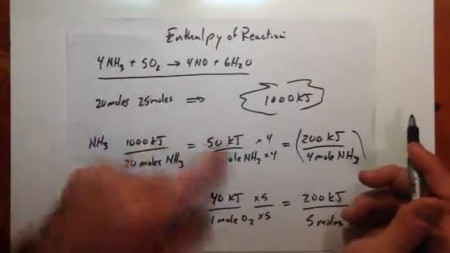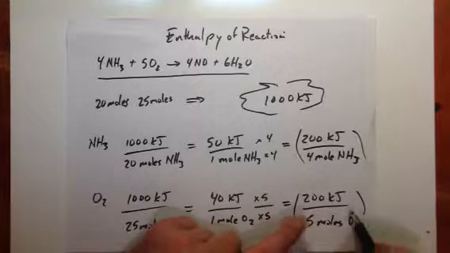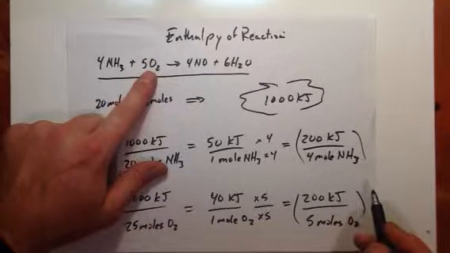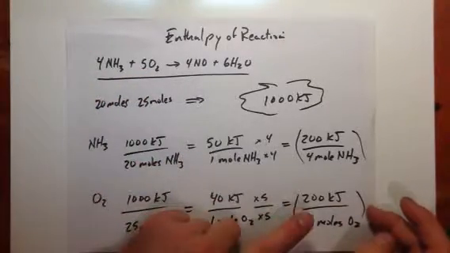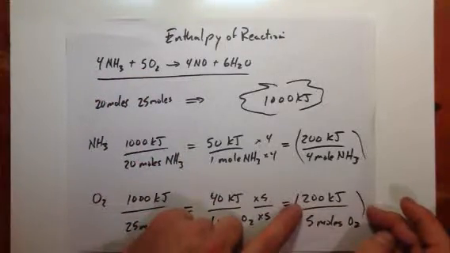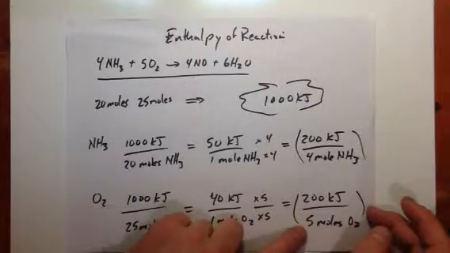If they gave you oxygen, you'd use this conversion. And again, you would make sure to find the amount of moles of oxygen that was used to give whatever amount of heat, and you would then times it by this conversion, 200, but making sure to divide by 5.